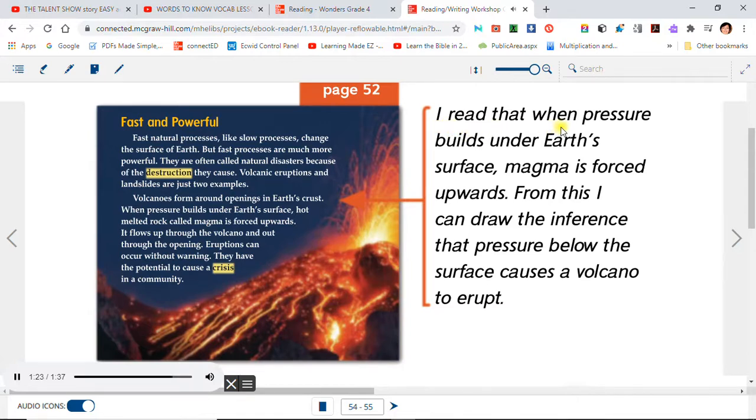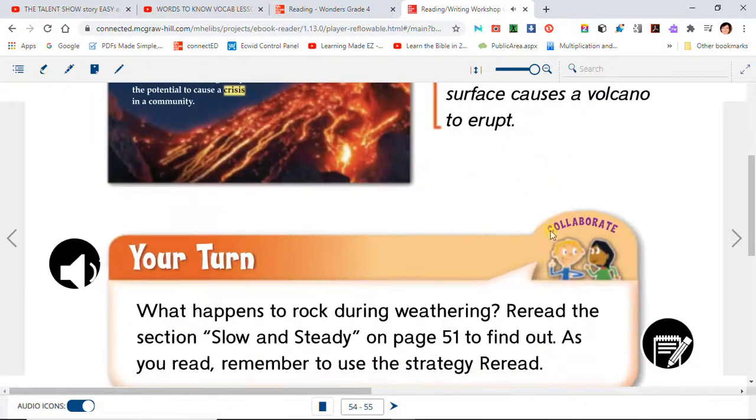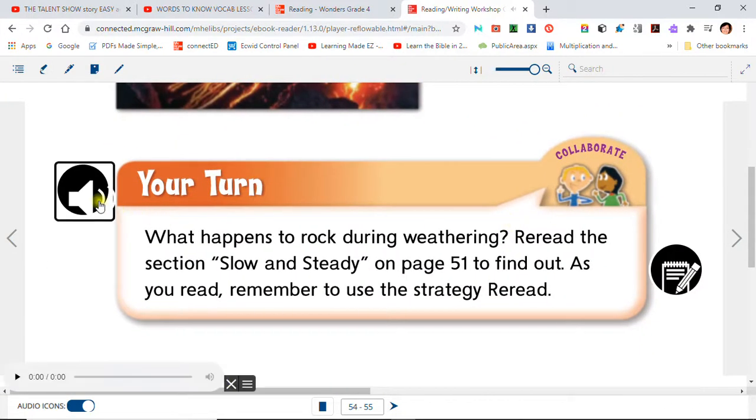I read that when pressure builds under Earth's surface, magma is forced upwards. From this, I understand that pressure below the surface causes a volcano to erupt. Your turn. What happens to rock during weathering? Reread the section Slow and Steady on page 51 to find out. As you read, remember to use the strategy reread.